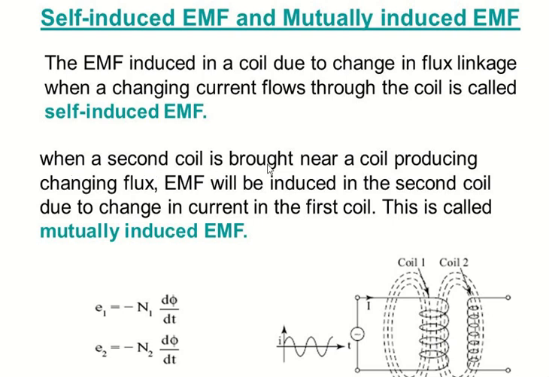When the second coil is brought near a coil producing changing flux, an EMF will be induced in the second coil due to the change in the current in the first coil. So the EMF induced in this coil due to the current in the first coil is known as mutually induced EMF. We can write E1, the self-induced EMF, as N1, the number of turns in the first coil, into d phi by dt, the flux linkage. And what is E2? That is the mutually induced EMF, which is minus N2 into d phi by dt, the number of turns in the secondary coil into the flux linkage in the secondary coil.